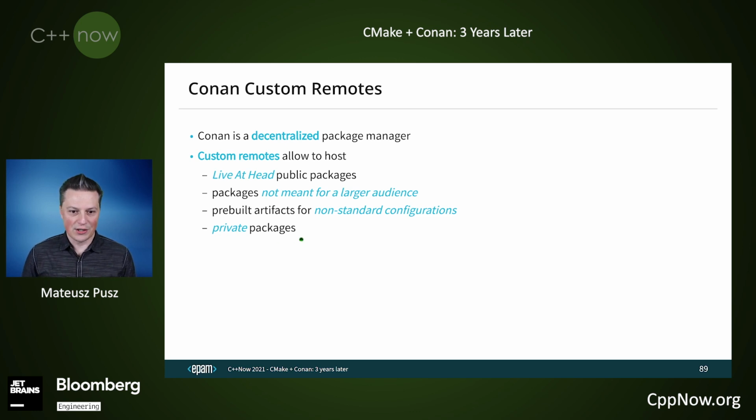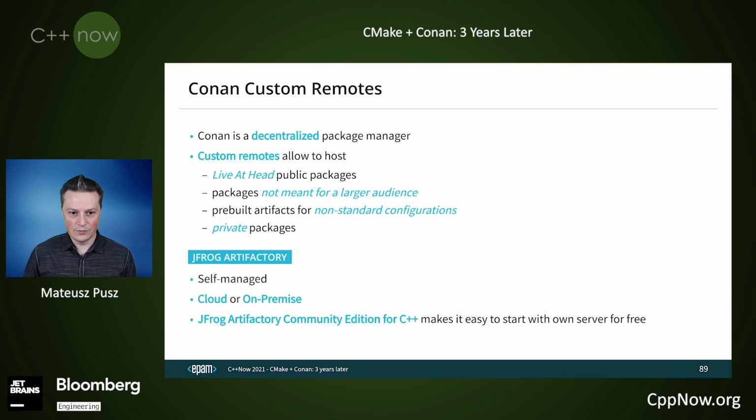Or you may want to have private packages, right? Owned by your corporation. Then you may set up private repository in your private network and use with private packages. For each of those cases here, the answer is JFrog Artifactory. It's self-managed, so you are responsible for managing it. It may be either on cloud or on-premise. And the easiest way to start with it is JFrog Artifactory Community Edition for C++, which actually is for free. So you can take a free server, install it, and work with it easily in your corporation.